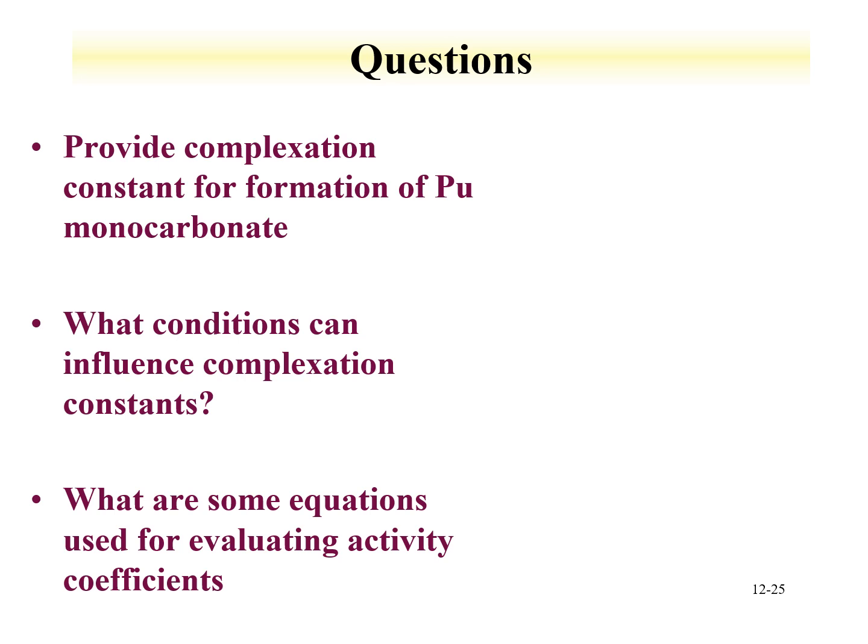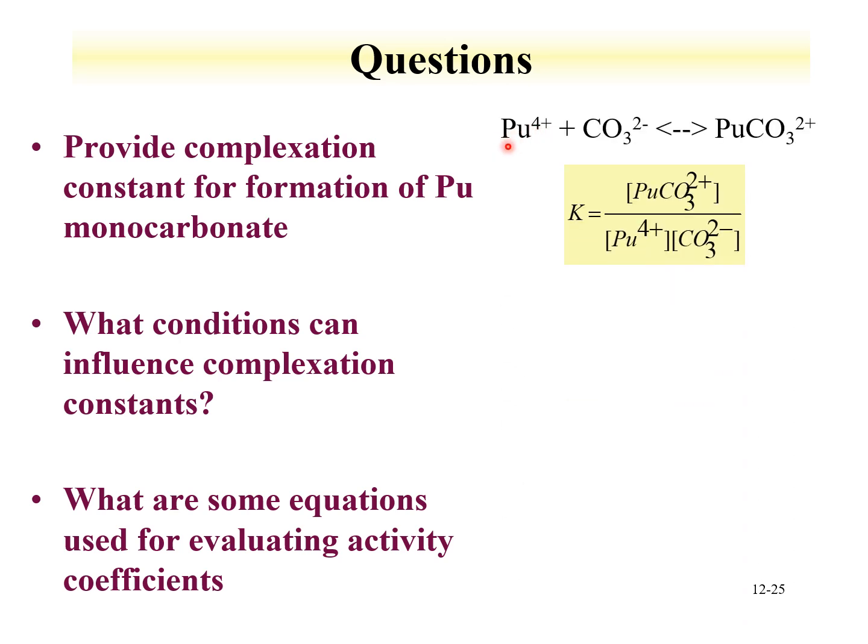Some specific questions you should be able to address based upon the lecture are shown here. For instance, provide the complexation constant for the formation of plutonium monocarbonate. Well, the reaction is shown here, where plutonium interacts with carbonate, forming the plutonium monocarbonate species, and the complexation constant would be the concentration of the plutonium monocarbonate species divided by the concentration of plutonium free times the concentration of the carbonate free. This equation is not shown with ionic strength corrections or activity coefficients.